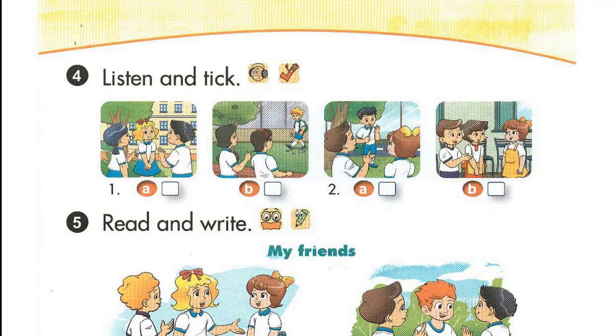Page 31. Lesson 1. Activity 4. Listen and tick. 1. Who's that? It's my friend Peter. 2. Hi, Mary. This is my friend Gwen. Hello, Mary. Hello, Gwen.